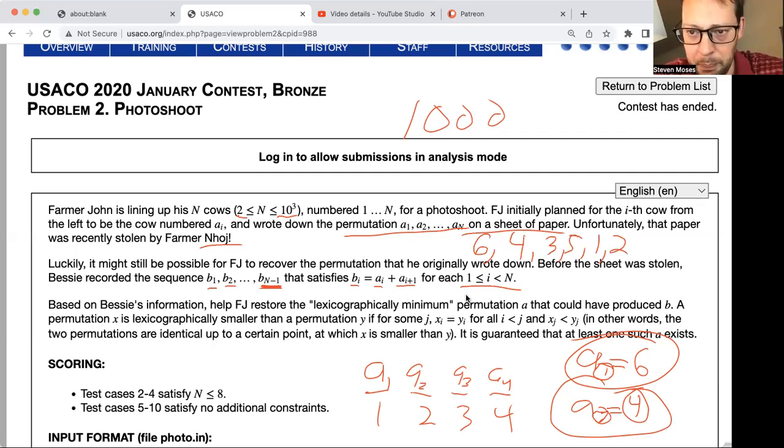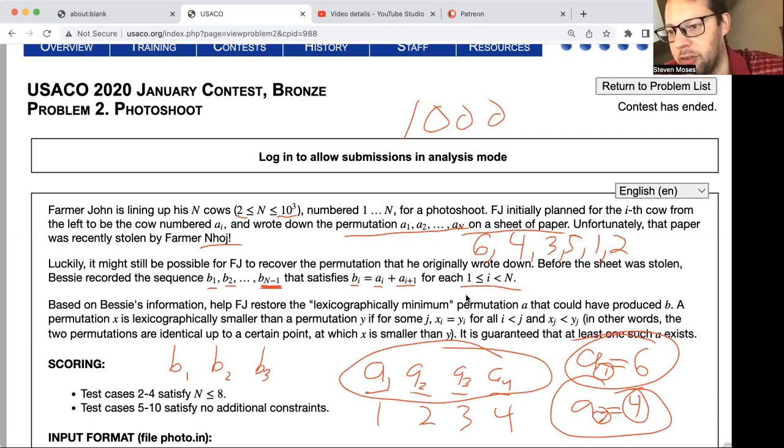So Bessie's sequence is represented by B1, B2, B3 up to B N minus 1, similar to how Farmer John's was A1 through AN. Farmer John is writing down the original sequence. That's what the A's are for. The B sequence has length N minus 1. There's one less number here than Farmer John wrote down. And it satisfies the rule that for any B, for B1, for example, it's equal to A1 plus A2. So these two numbers add together to make B1. B2 would be A2 plus A3.